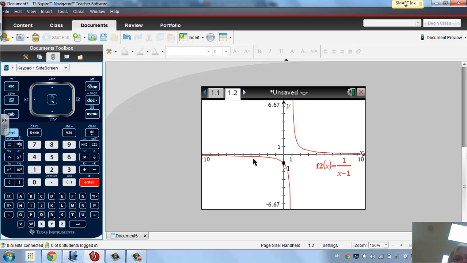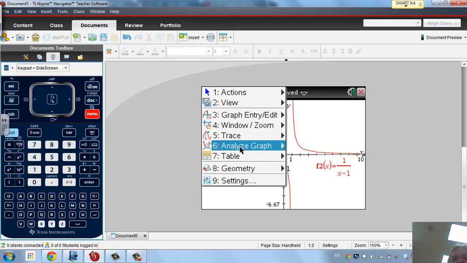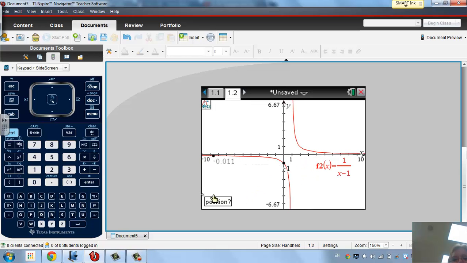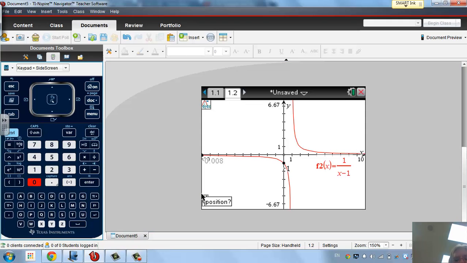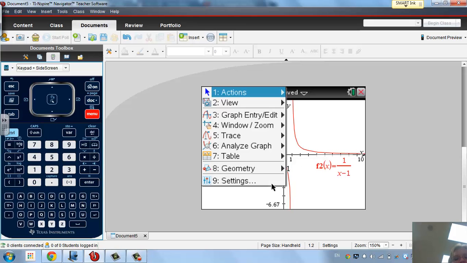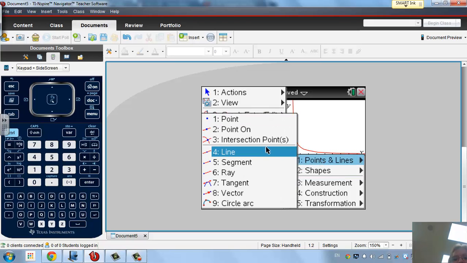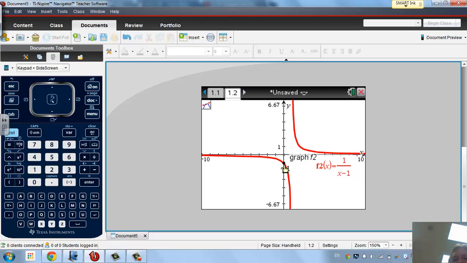And if I want to know what the slope is at that point, I do menu, analyze graph, and I want to know the derivative. Did I want it at 0? Yes, it's 0, and I hit enter. It tells us it's negative 1. Then you can do menu, and you can do geometry. You can put in your line, and you can do your tangent right here. And it will tell you it's the line y equals negative x minus 1.